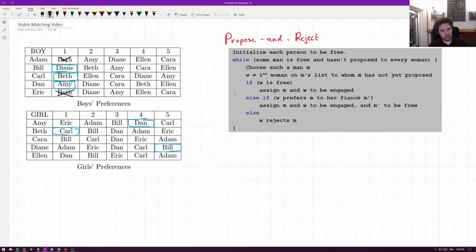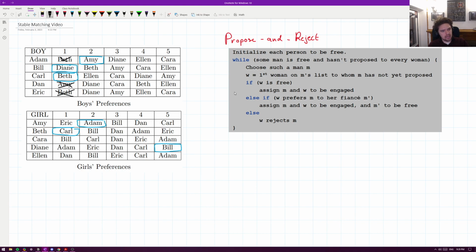So the next one we have is back to Adam. The first woman on M's list to whom M has not proposed is not Beth now, but Amy instead. Amy does prefer Adam to her current partner, so they are going to get engaged. Amy and Dan are going to be broken up, and now Dan is no longer able to propose to Amy anymore.